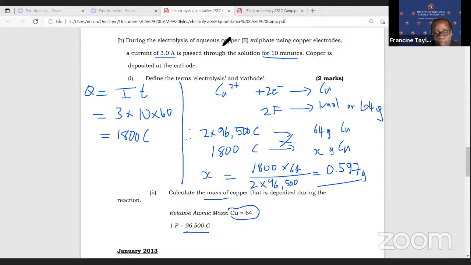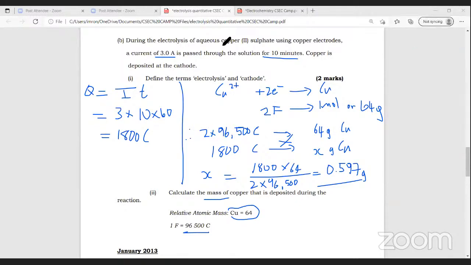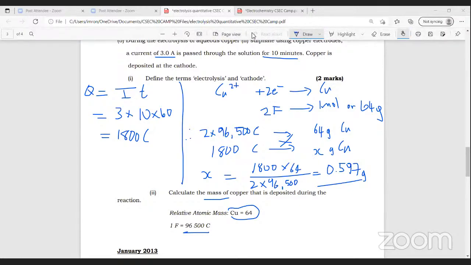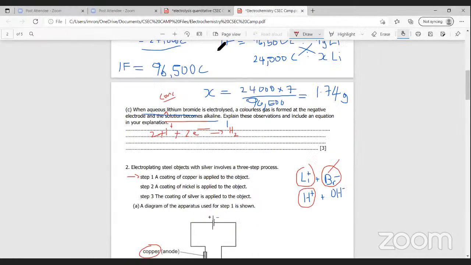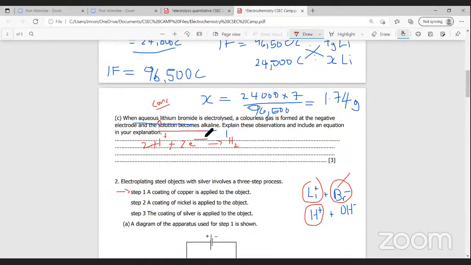There was a question where the solution became alkaline. Could you explain why it would become alkaline? Okay, let me go back to that one. Give me a second here. Let's click on that one. Question said, are you seeing it? Right here. Yes, I think you're seeing it.